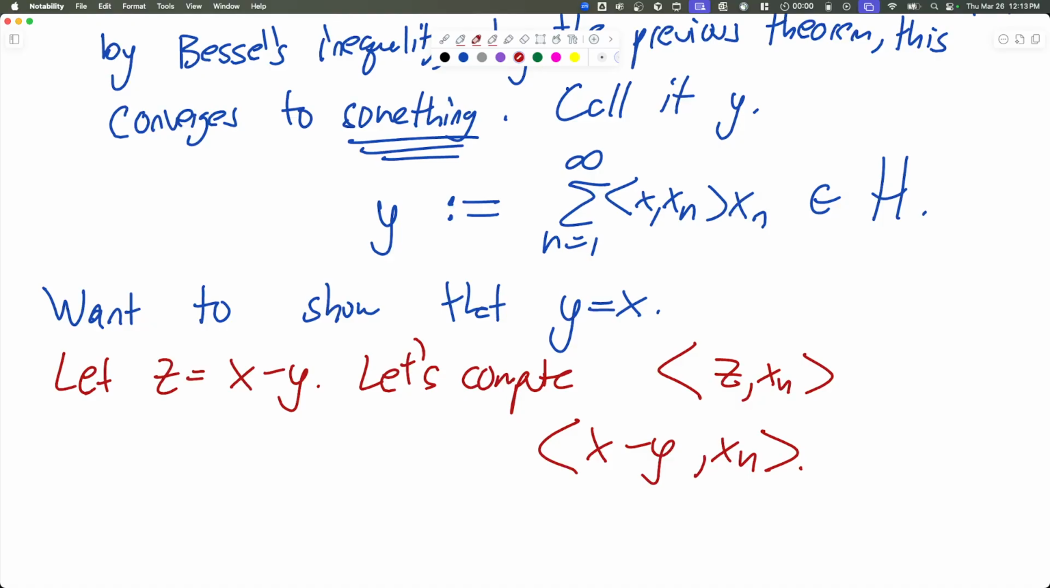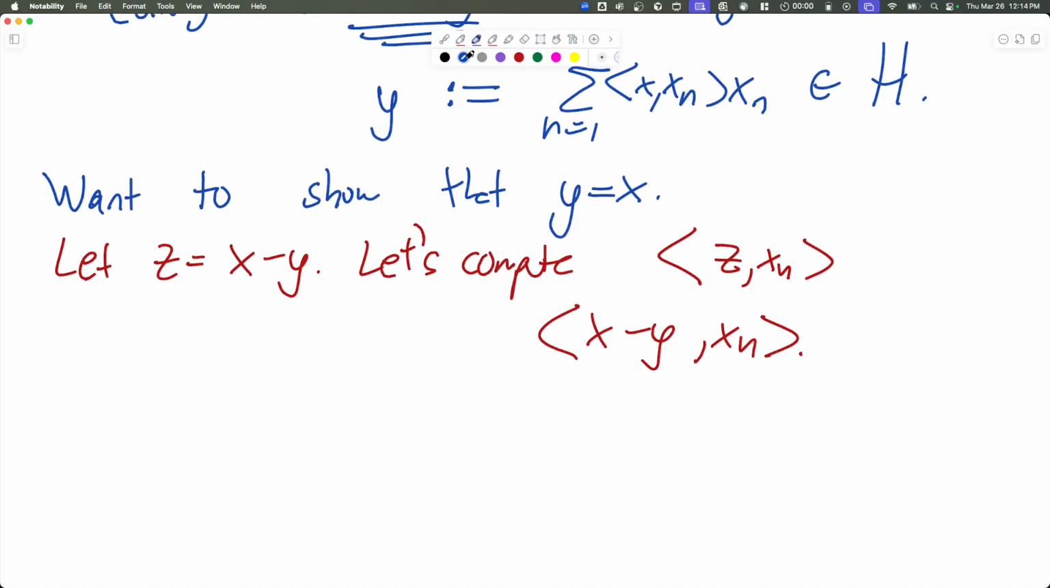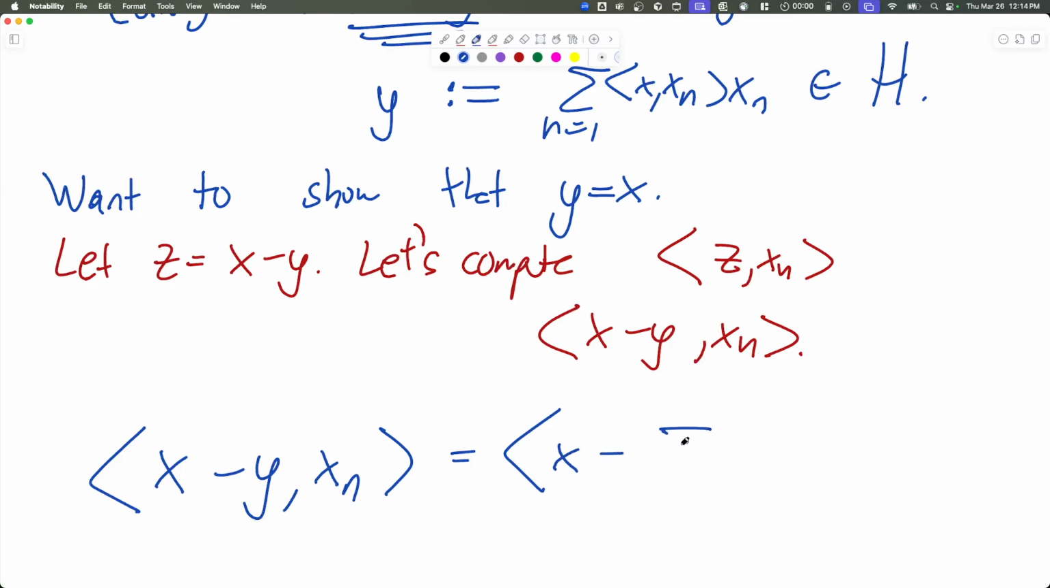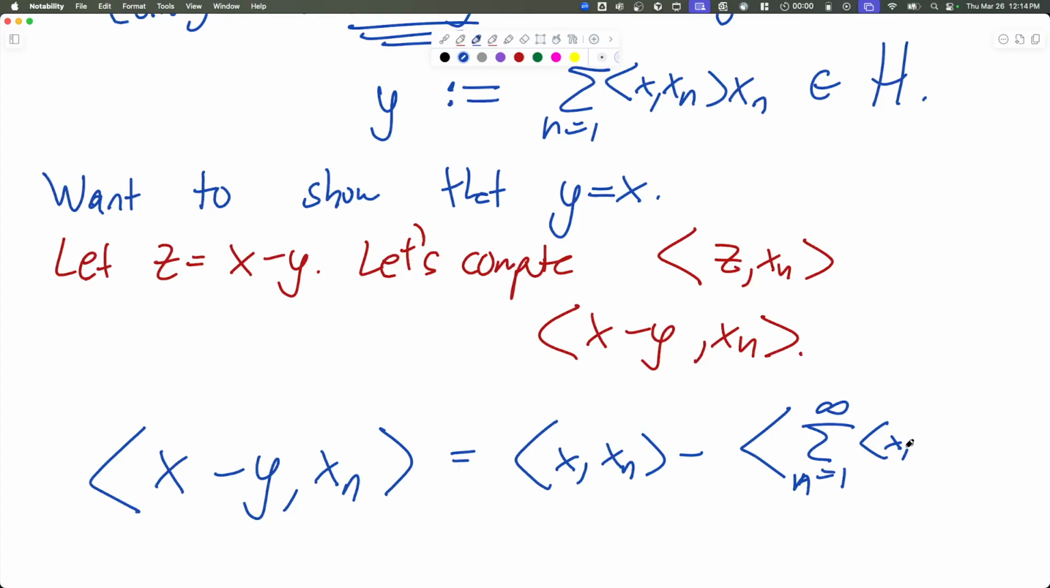So how are we going to compute this? We're going to do the inner product of x minus y with xn. And x is just x, but y is an infinite sum. Oh dear. The sum from n equals 1 to infinity of x, xn. Maybe let me do one step first. Let me split this up into two parts before I write the scary infinite sum.